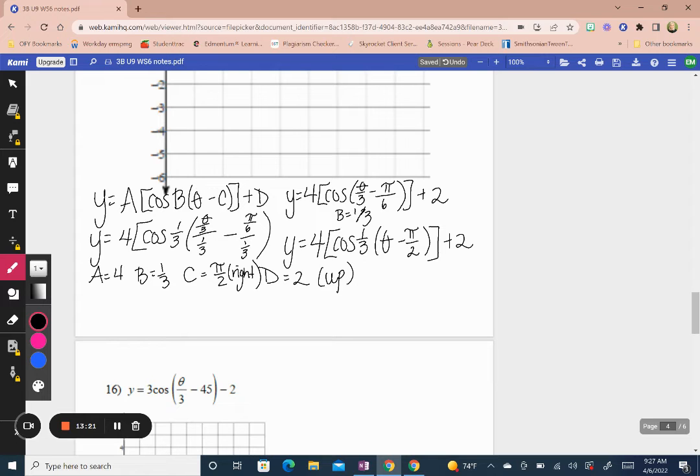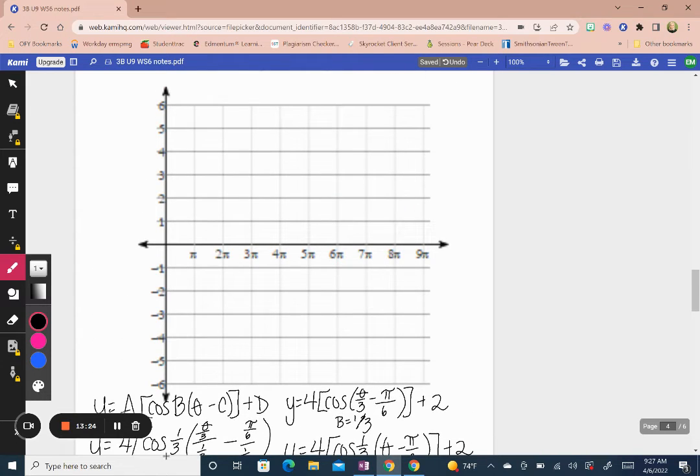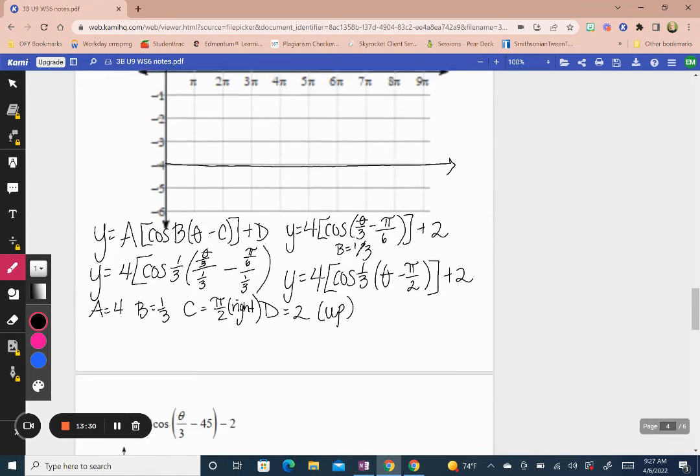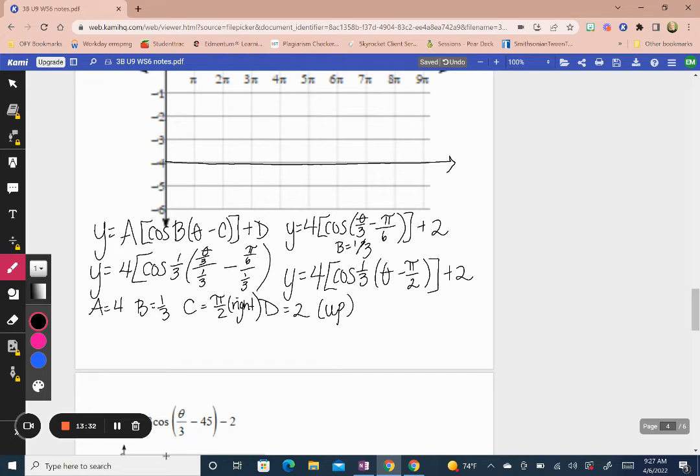Okay, so I can go ahead and mark my amplitude. So we're at 4 and -4. Okay. And then to find my period, instead of 360 like we did before, we're in radians. So now it's going to be 2 pi divided by 1/3, which is the same as writing 2 pi times 3 over 1. 2 times 3 is 6, divided by 1 is still 6, so we get 6 pi.